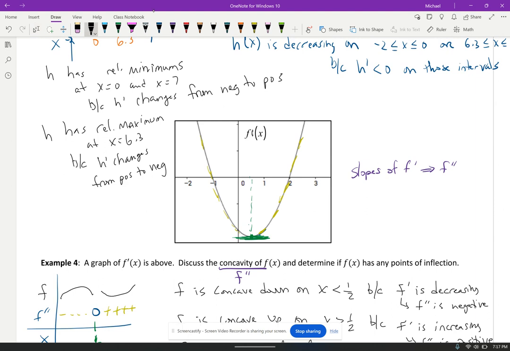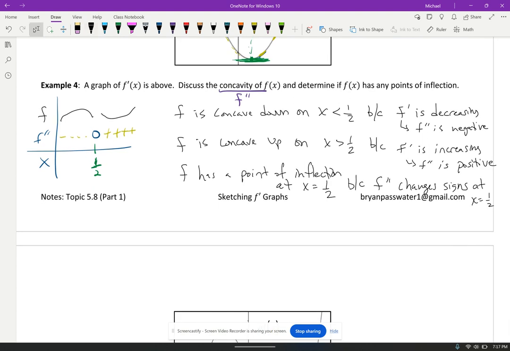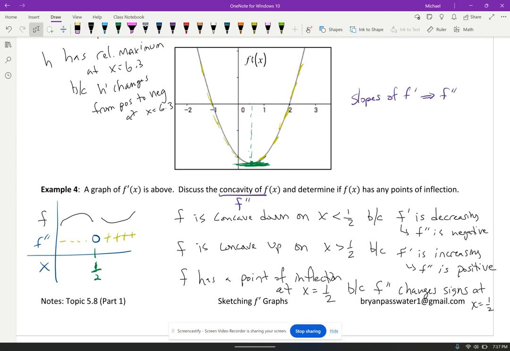H has a relative maximum at x equals 6.3 because h prime changes from positive to negative at x equals 6.3. Same thing here. H changes from negative to positive at x equals 0 and x equals 7. But example 4 shows us that we can analyze the concavity of a function given the first derivative graph by looking at the slopes of the first derivative in order to determine concavity and points of inflection.